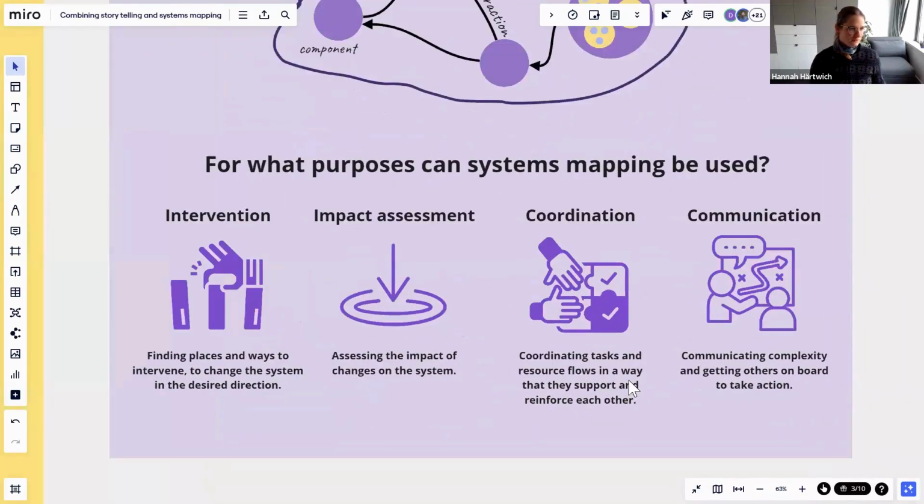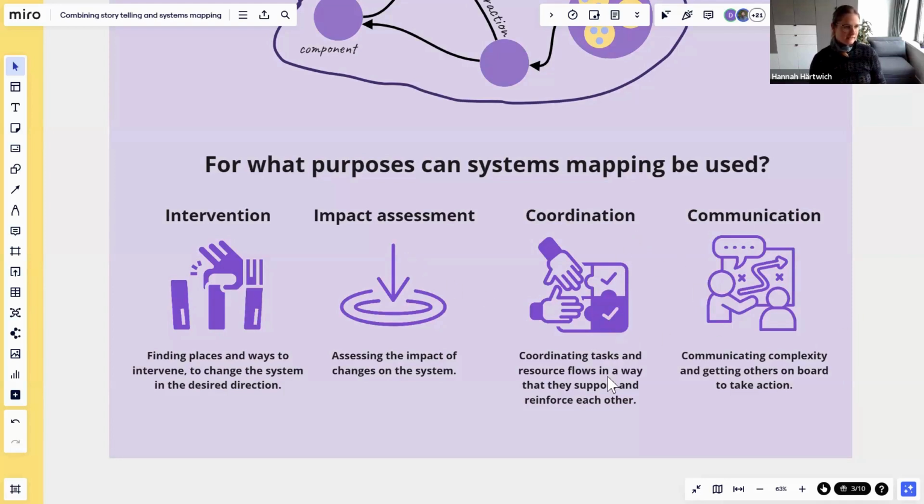Then we might ask ourselves, what can we actually use systems mapping for? So I think the most common use is we want to change a complex system and we need to find places where we can intervene to make that change happen. So that's all about intervention. But we can also use systems mapping for impact assessment. That's the other way around. We know a change is going to happen, but we need to better understand how the system will react to that. What is going to happen with the behavior of the system?